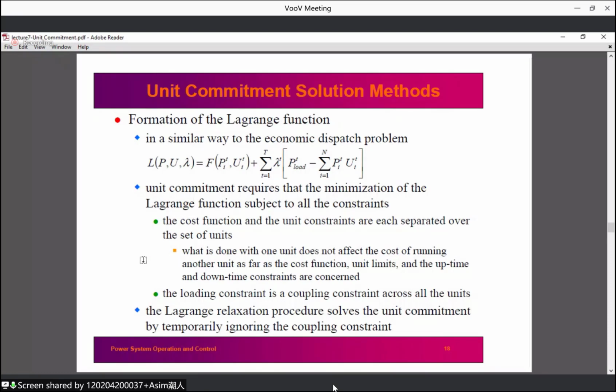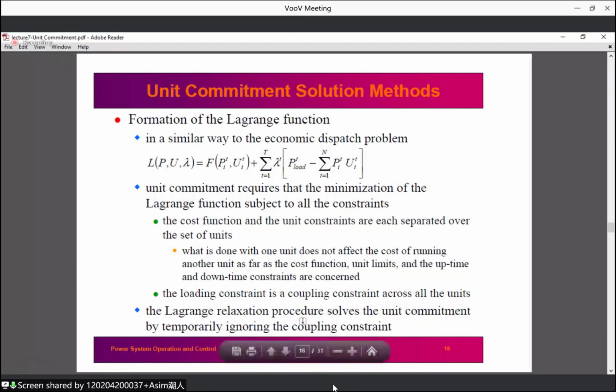One question: what is done with one unit does not affect the cost of running another unit, as far as the cost function, unit limits, and the uptime and downtime constraint are concerned. In my opinion, power system operation planning is very necessary for the best utilization of the available energy resources to meet the varying load demand with maximum safety of equipment. For this reason, very skillful personnel is required, which ensures minimum cost without violating any system constraint.